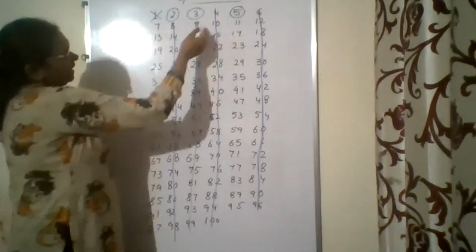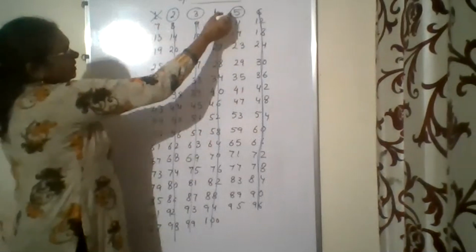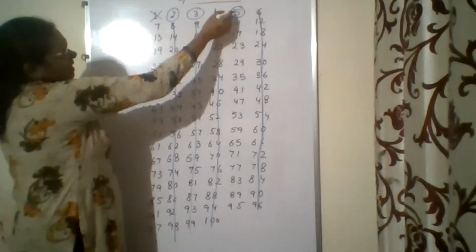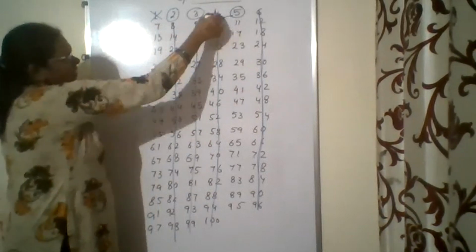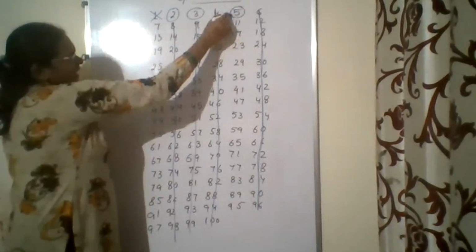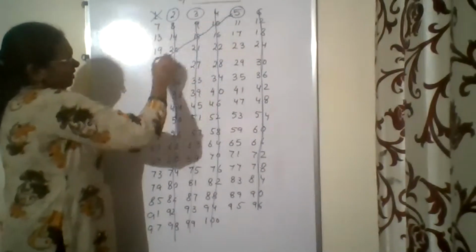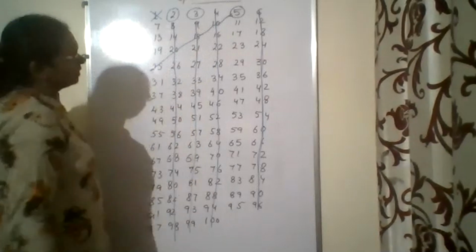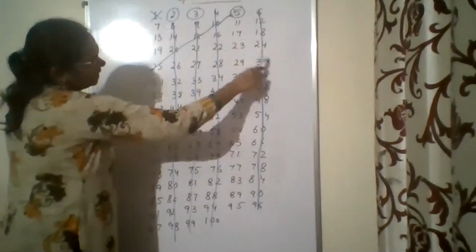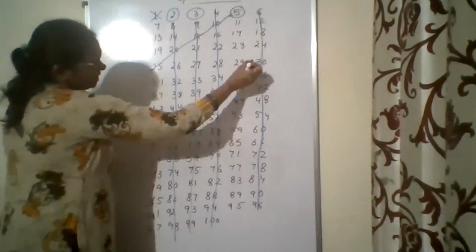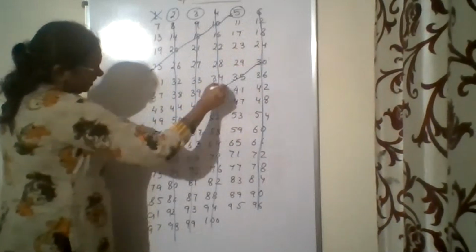Start moving diagonally. Diagonally like 5. Now see, if you move diagonally, strike off all the numbers coming in diagonal with 5. Right? See 10, 15, 20, 25. Now check here, 30. Right? 30 is divisible by 5. Strike off diagonally.